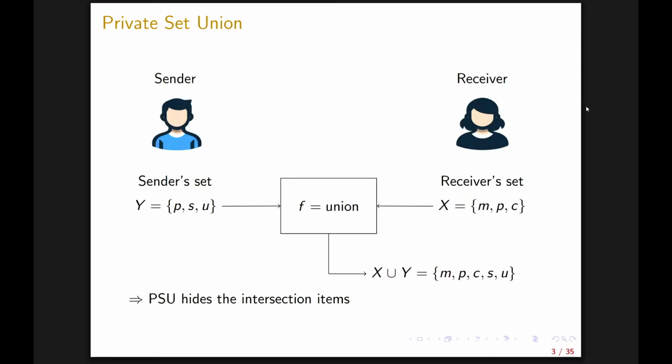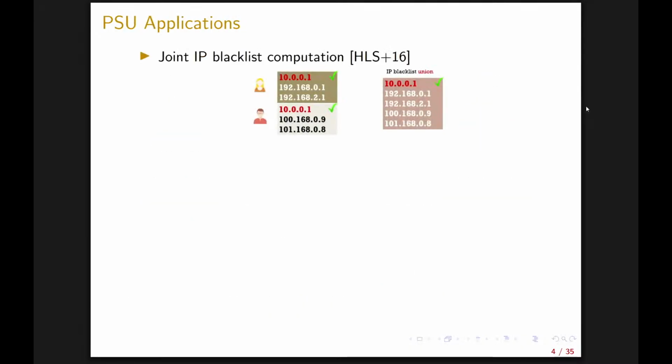So with that functionality, what are the applications? When you think about applications, you might think of scenarios where you want to remove duplication. IP blacklist computation is one of them. Each party has a list of blacklisted IPs, and they want to compute the union. What they want to hide is who has a given IP, and how many parties have it.